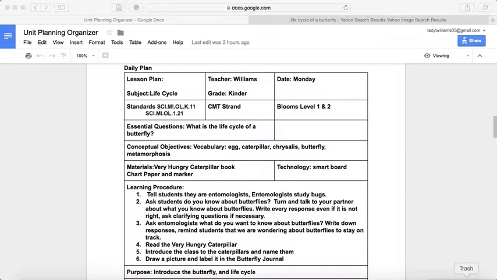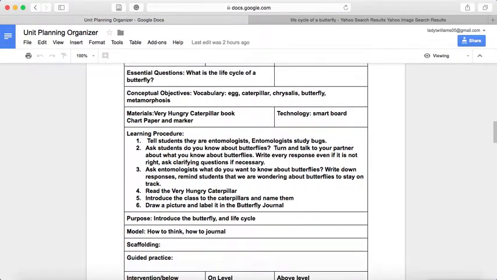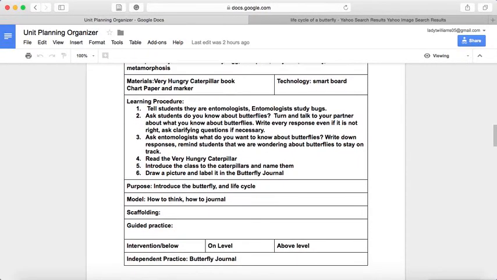You'll also notice the purpose of our unit, and some of the things that we'll be modeling is how to think. For kindergarten, it's important to model what thinking looks like, what thinking sounds like. We're also learning how to journal because day by day we'll be doing a caterpillar journal to track the growth and see how caterpillars grow and change.